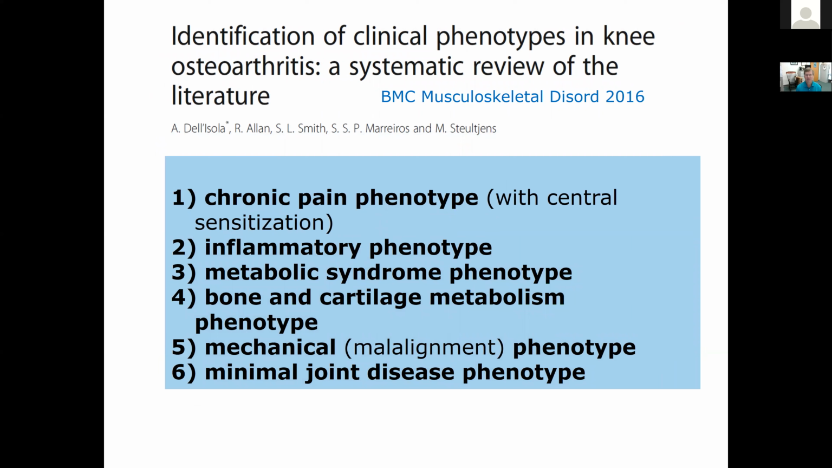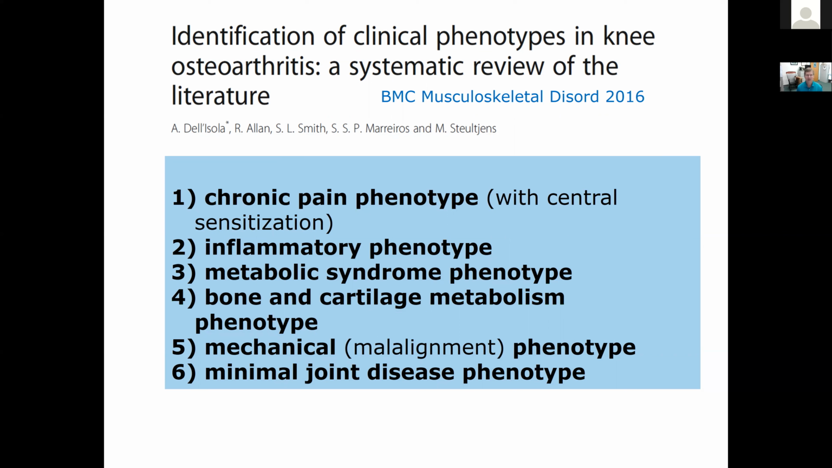So there have been several different systematic reviews looking through the literature to see what phenotypes have been defined so far. These include a chronic pain phenotype with central sensitization, the inflammatory phenotype that I've mentioned already, and a metabolic syndrome phenotype, although there's a lot of debate whether or not OA is actually associated with the metabolic syndrome. It's clearly associated with obesity, but not all the features of metabolic syndrome. Then there's a bone and cartilage metabolism phenotype, the mechanical or malalignment phenotype, or a minimal disease phenotype. So these are what had been defined prior to 2016.